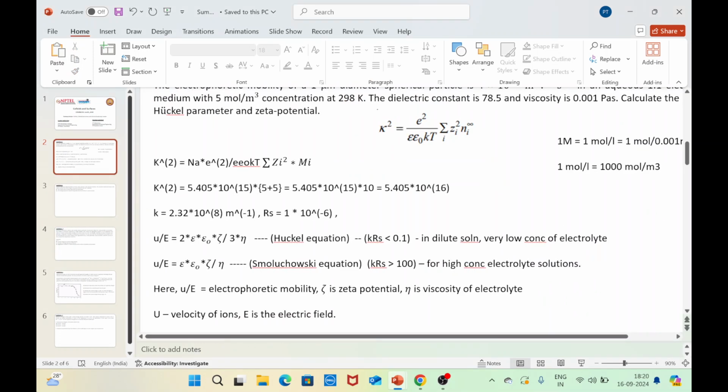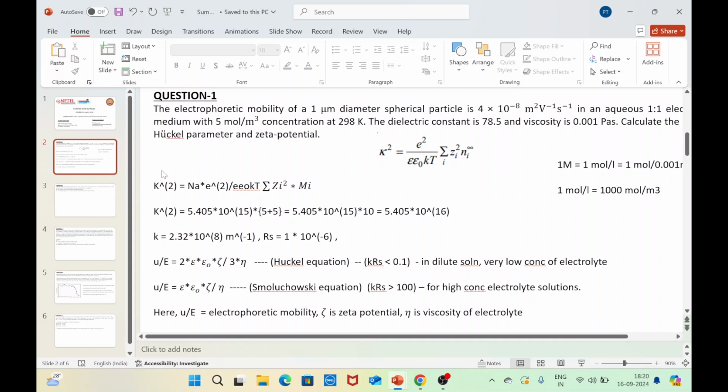for questions related to calculating zeta potential, you need to first calculate the value of kappa. Using this equation, you calculate the Debye-Huckel parameter. Since the concentration is given in moles per meter cube, you don't need to multiply the factor outside this sigma with 1,000.